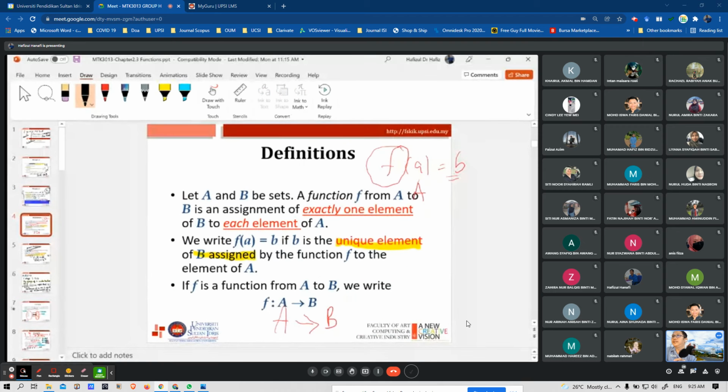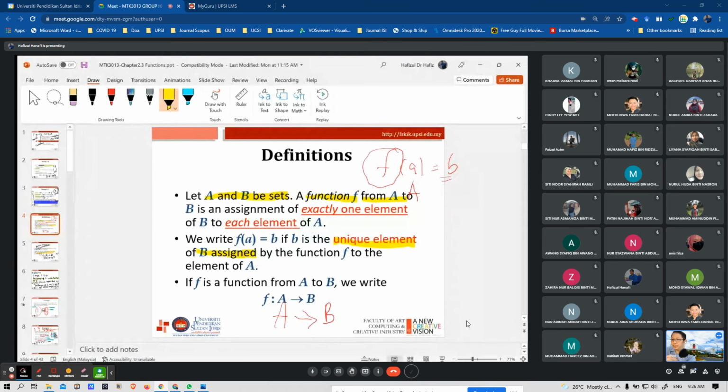For the definition, let A and B be sets. A function f from A to B is an assignment of exactly one element of B to each element of A. We are mapping.